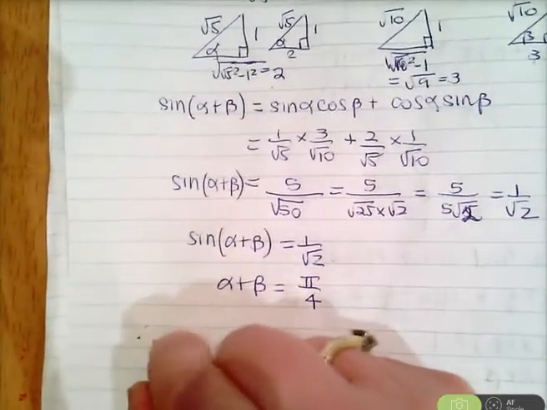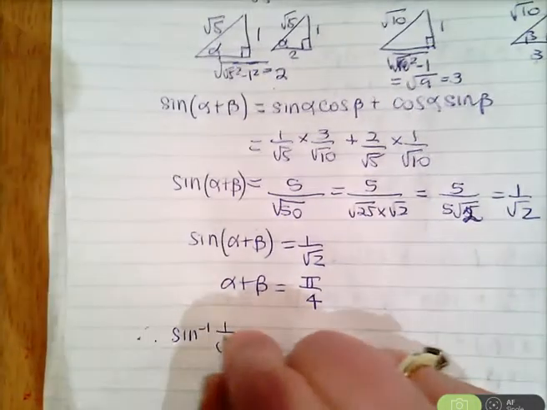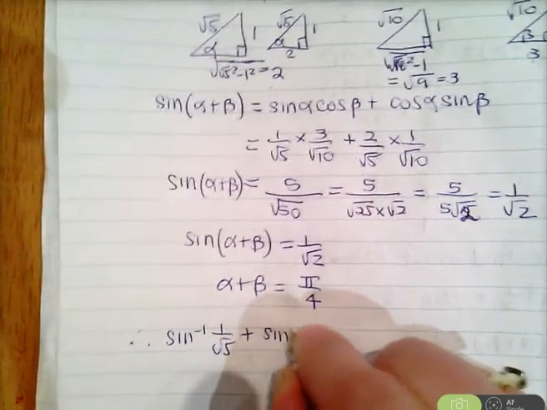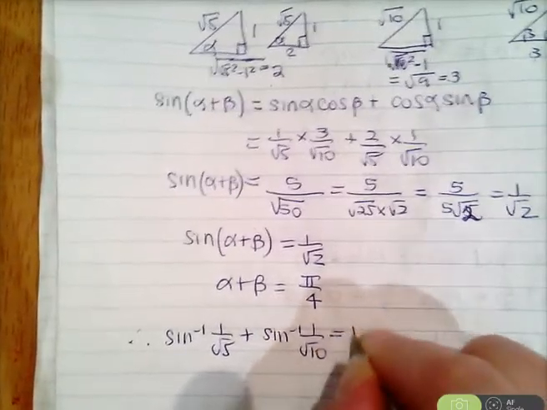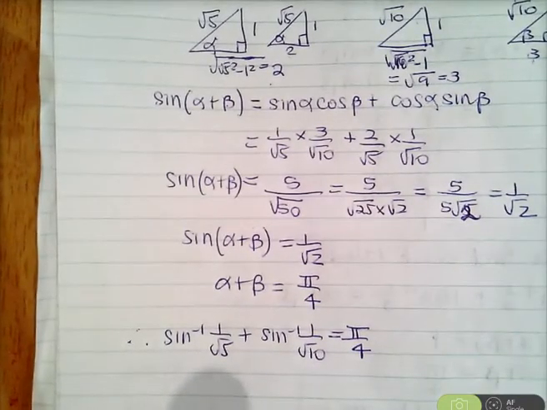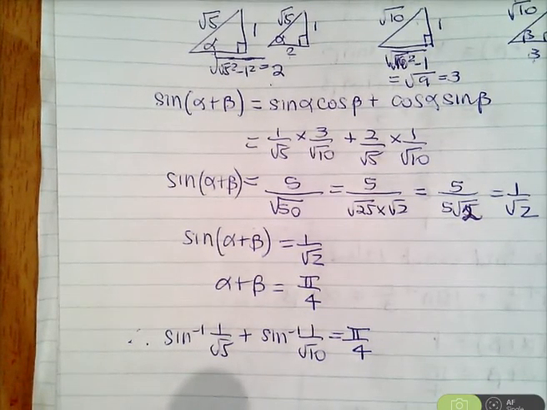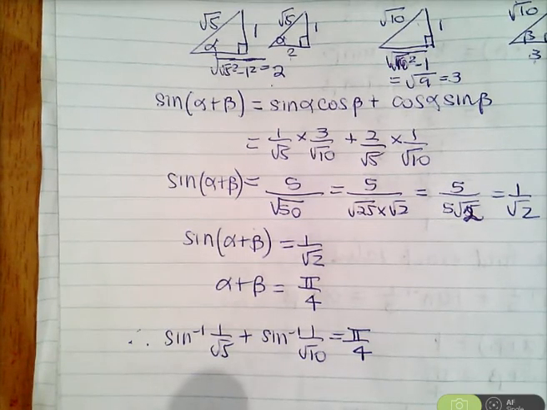So therefore, sine to the minus 1 of 1 on root 5 plus sine to the minus 1 of 1 on root 10 is equal to pi on 4. Okay, I think that's it. We've done enough questions here.